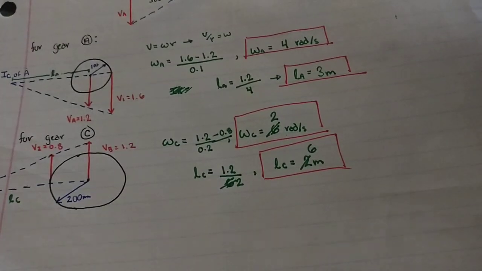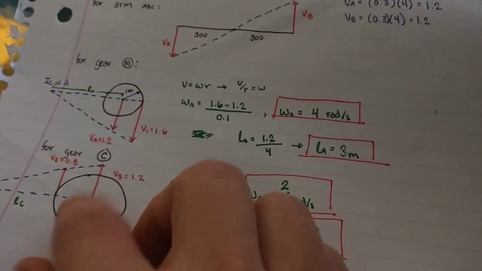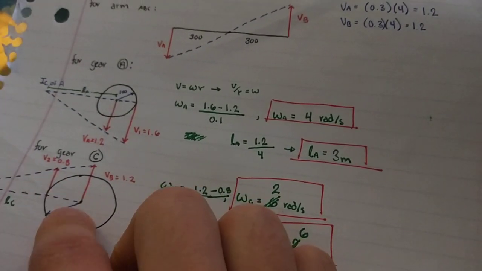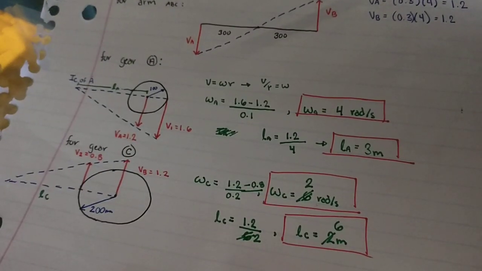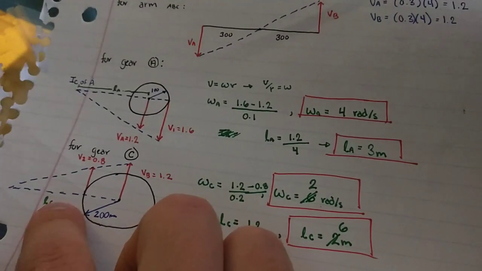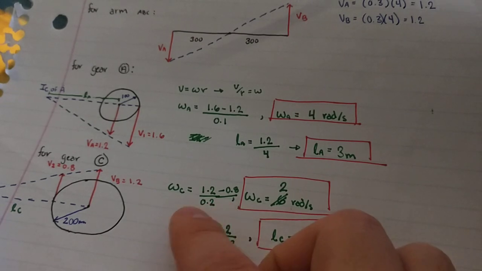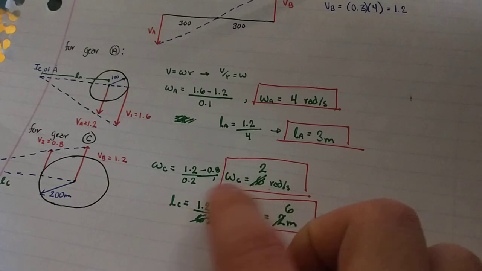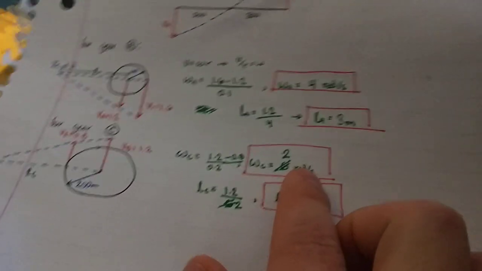For gear C, it's going to be the exact same procedure. We've already determined the velocity of B and the velocity at the contact point number 2. We know the magnitude is 0.8, the magnitude of B's velocity is 1.2, so that means the center is going to go to the left. So the length from the instant center is unknown. We'll take the difference in the magnitudes, divide by the radius, 0.2, and that gives us the angular velocity at C, which is 1.2 minus 0.8 divided by 0.2. It's going to be 2 radians per second.